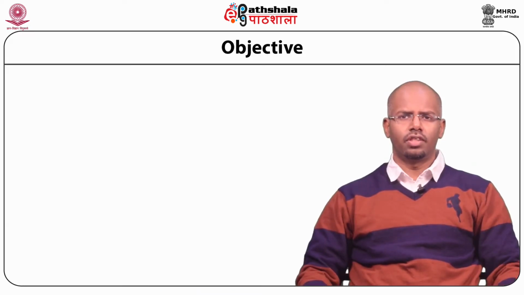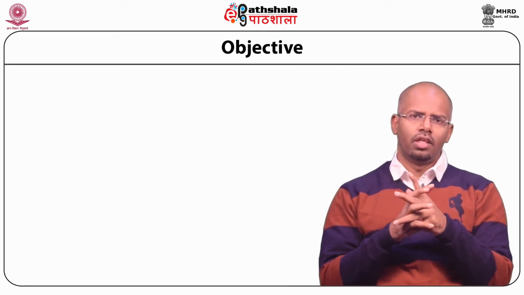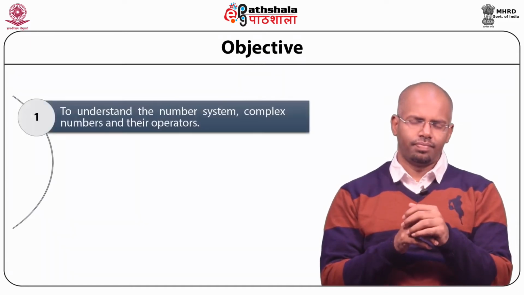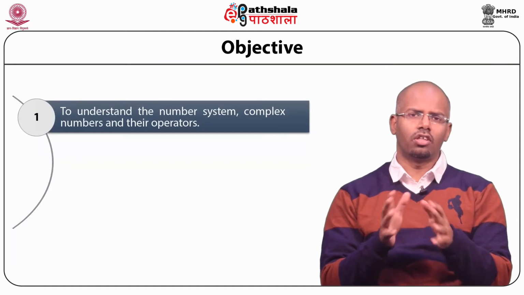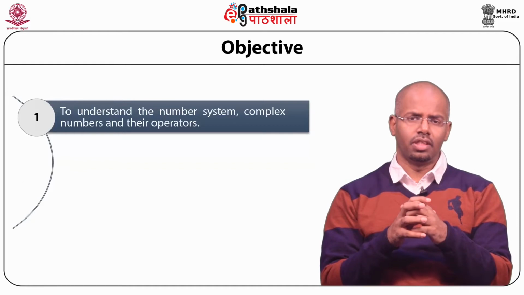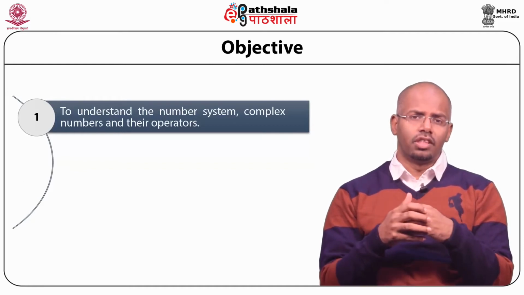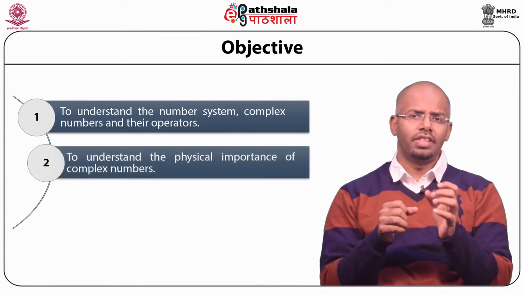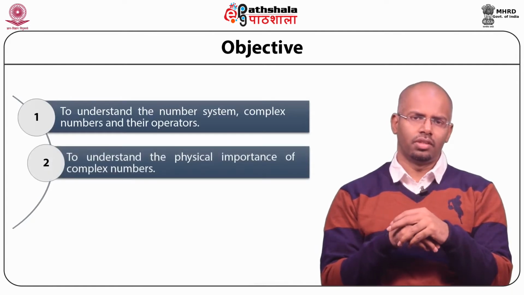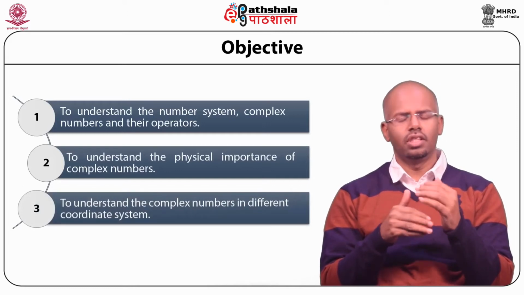So students, let us first understand how and what we are going to learn in this module. First we are going to understand the number system. Then we are going to understand what complex numbers are and what their operators are, how mathematical operations can be done. More than that, we need to know why we are going to perform this, so we will have to understand the physical importance of complex numbers. Then we are going to understand how complex numbers work in the coordinate system.